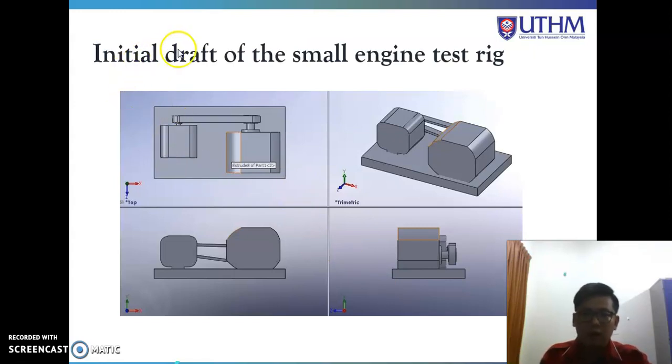This is the initial draft of the small engine test rig, which is drawn using SolidWorks software. This is the top view of the small engine test rig, the 3-dimension view, the front view, and the side view.